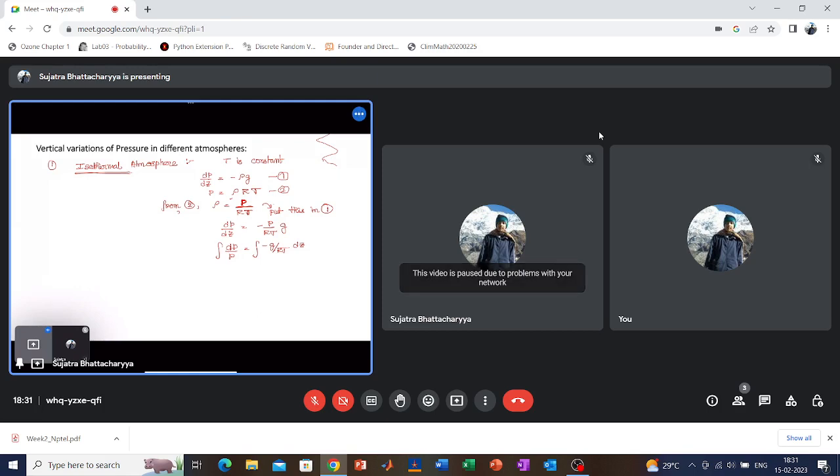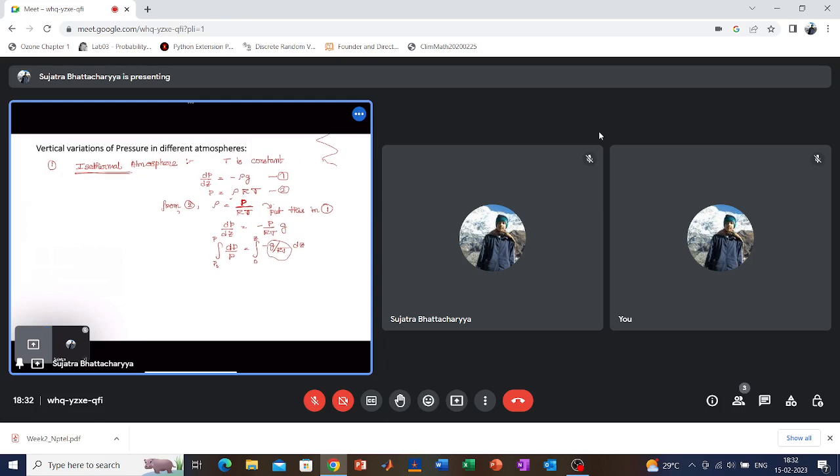Okay, so now temperature is constant, R is a specific gas constant, so it is also constant. g is the gravitational acceleration, that is also constant. So this particular term is entirely constant, so I can take this term outside the integral and solve it. And from where to where do the limits run? From the surface pressure P0 to P, and from 0 to some height z.